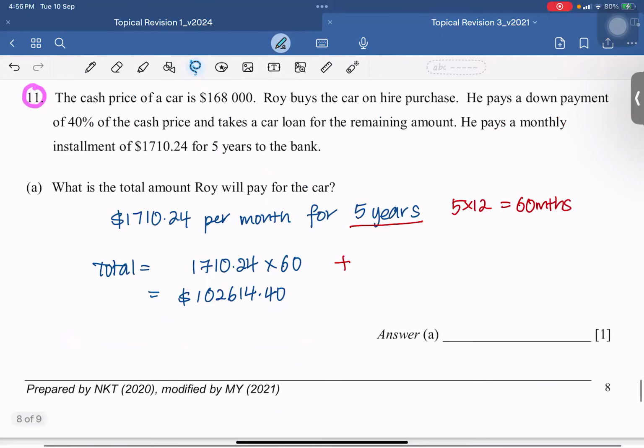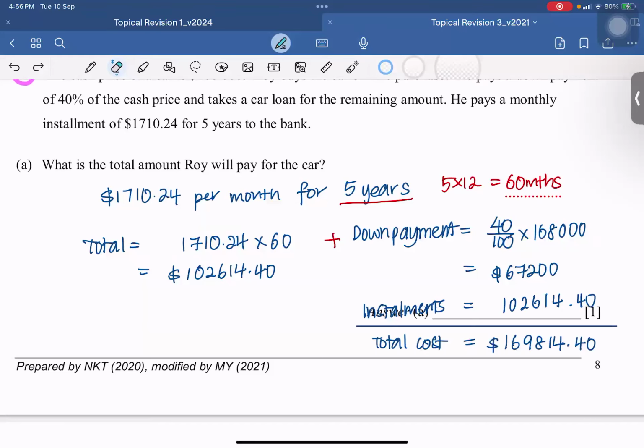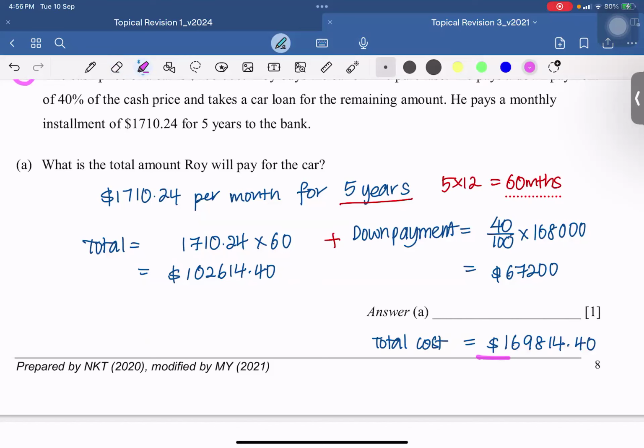I paid a down payment of 40% on my car. So it's not only just paying the installments. I not only pay installment, I already paid the down payment as well. So if they ask me to find the total cost, I need to include the down payment that I have paid. So this will be the total cost that I paid for this car through hire purchase. I work backwards, multiply by 60 months, add in the down payment of 40% to give you this number.